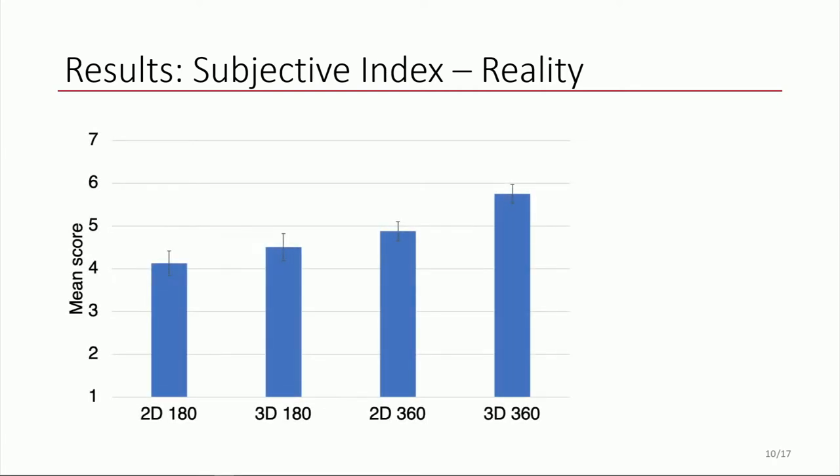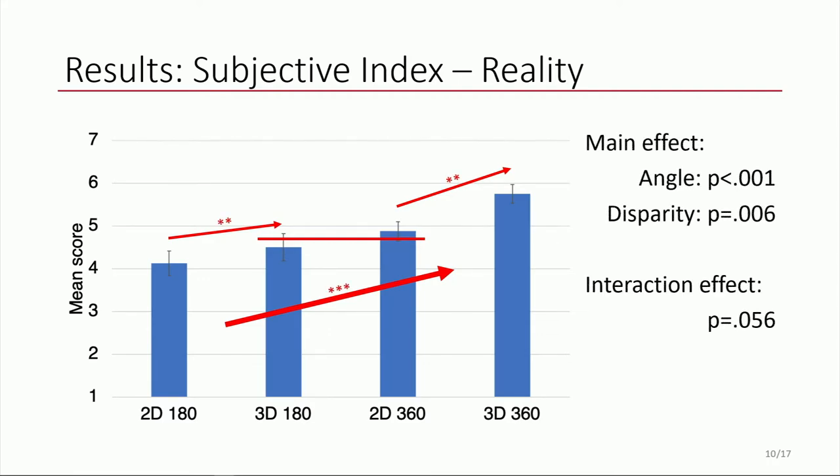This is the result of the questionnaire on reality. The vertical axis is the average score, and the horizontal axis is about the conditions. It seemed that the score of 360 was higher than 180, and stereoscopic was higher than monoscopic. In addition, 3D 180 condition and 2D 360 condition were evaluated similarly. On a two-way ANOVA, it was found to be significant effects of disparity and angle, and a tendency interaction effect.